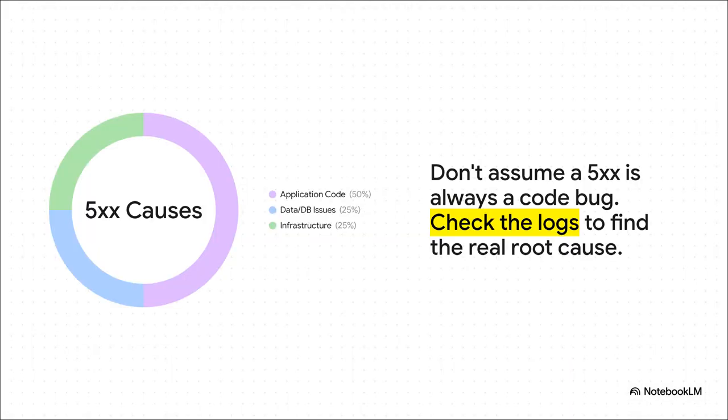And the second big mistake is assuming every 5xx is an application code bug. As you can see, the root cause is often a data or a database issue, or even an infrastructure failure, like a misconfiguration or a server running out of resources. Without checking the server logs, you're just guessing.